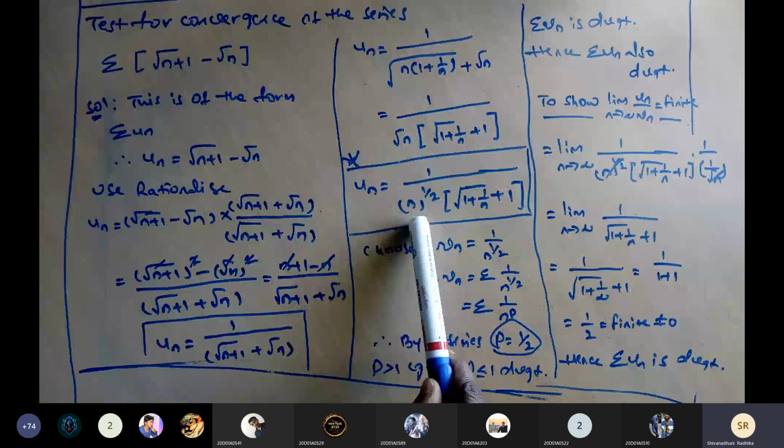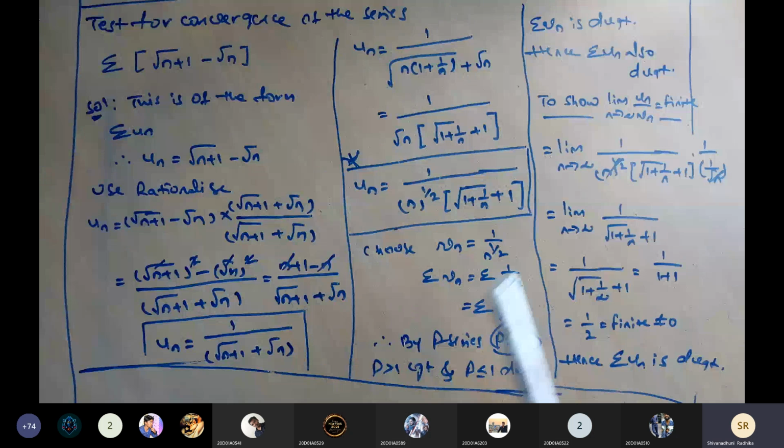Now here choose Vn. What is Vn? This is the Vn term: Vn equals 1 by n to the power of 1 by 2. Same procedure. Apply summation; again we are getting the P series. By using the P series, the P value compared with 1 is smaller, so the result is divergent. Once the summation Vn is divergent, then obviously summation Un is also divergent.